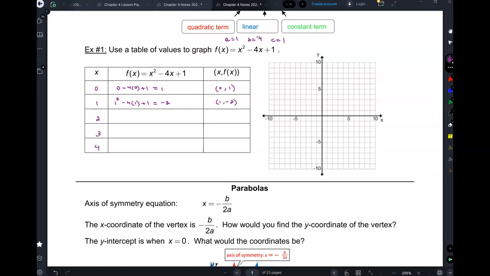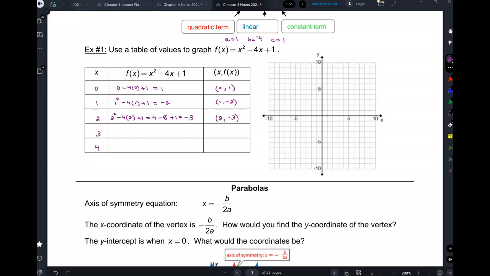Next, I plug in a 2: 2 squared minus 4 times 2 plus 1. That's 4 minus 8 plus 1. How much would that be? -3. So (2, -3).